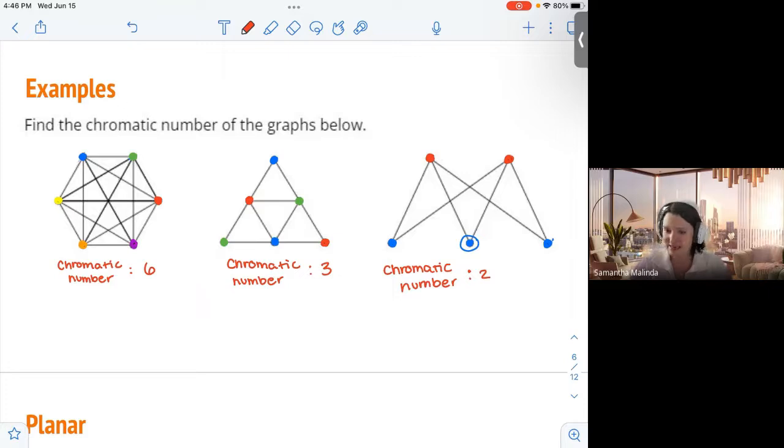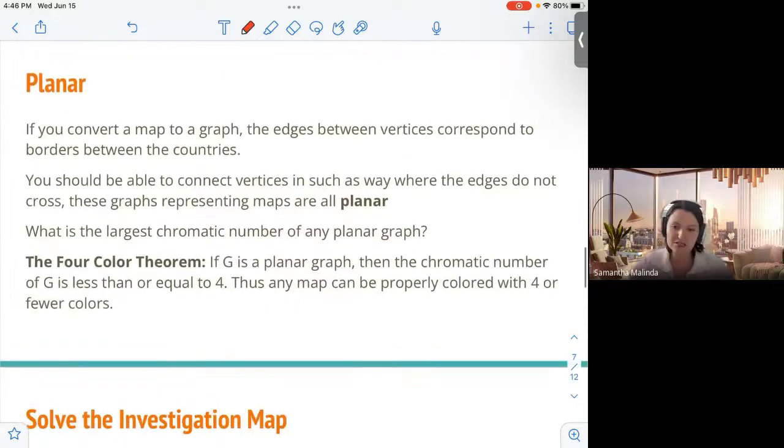So there's some examples of a very high chromatic number and a very low chromatic number, and 2 is, of course, our lowest chromatic number that we can get. All right, so let's talk about planar, and we're not going to spend too much time on this because coloring is more significant. But if you convert a map or a graph, the edges between the vertices correspond to borders between the countries, like we talked about.